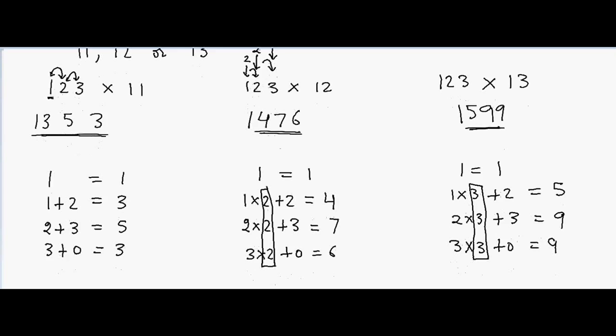So let's do another example. If I have 1, 2, 3, 1, so I have to multiply by 11.